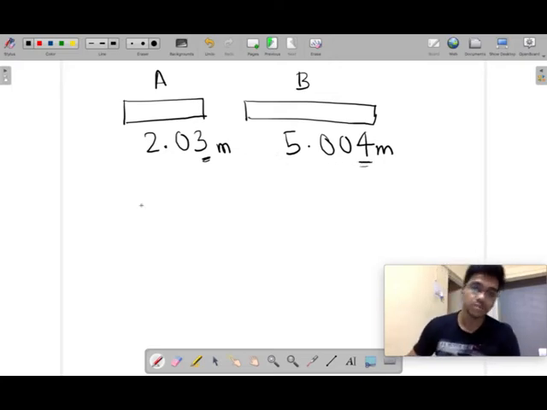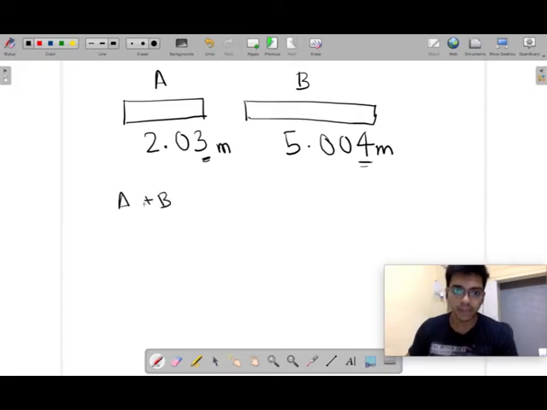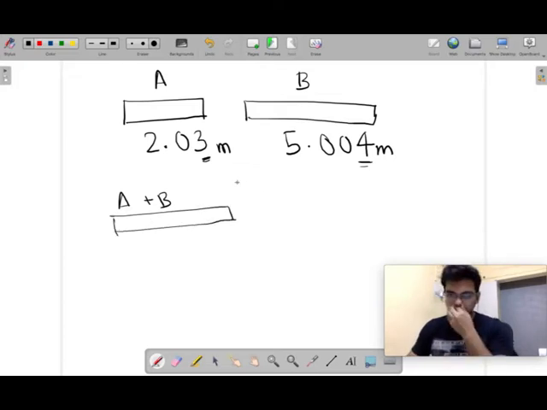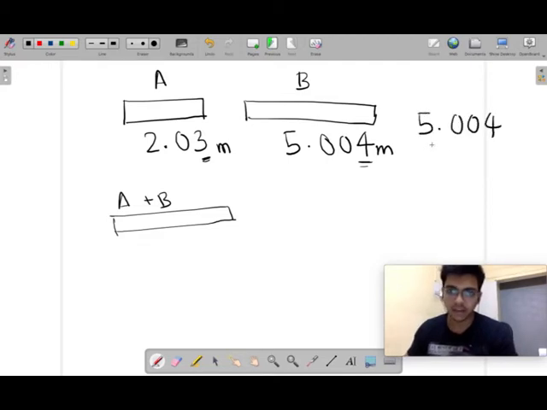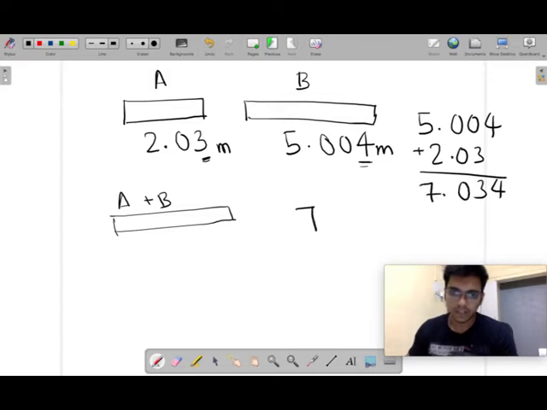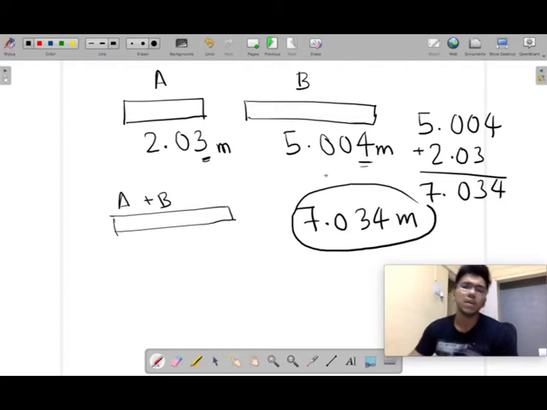Now if I were to ask you what is the length, what if I combine these two rods A plus B, what will be the total length of this rod? And how would you do that? I mean, the obvious way would be, you would add this plus this, 5.004 plus 2.03, that will give you 7.034 meters, right? But this is not the right way to report the quantities, because this actually misleads us.